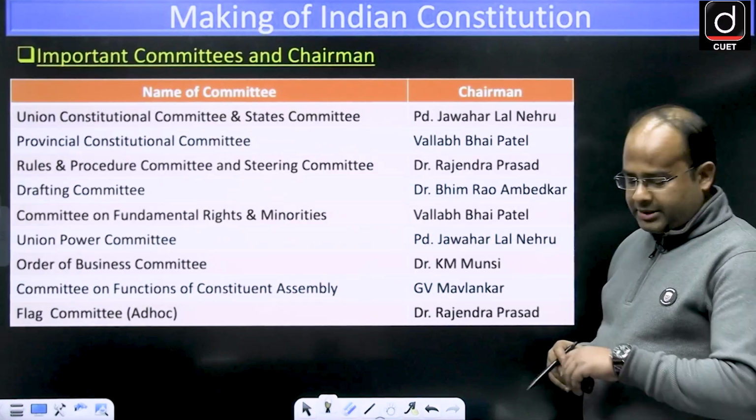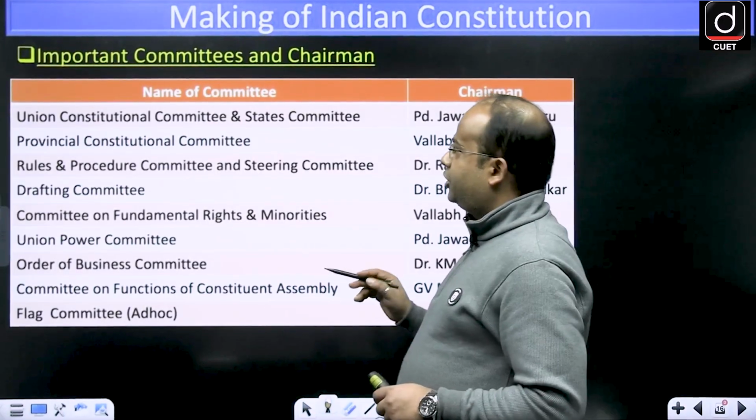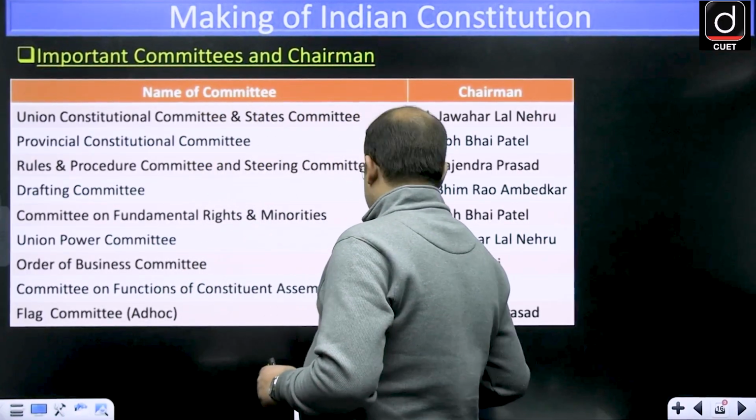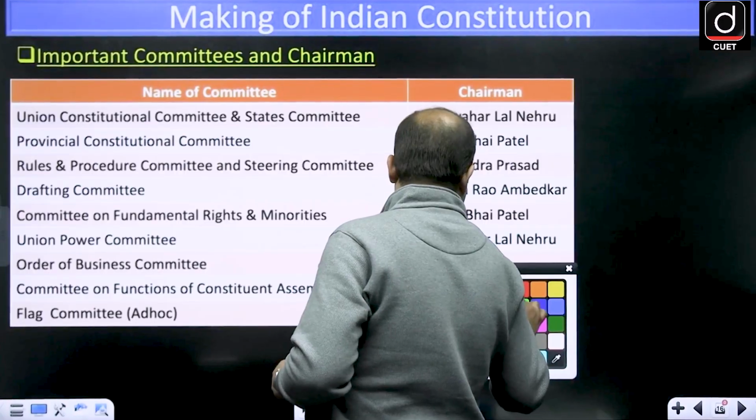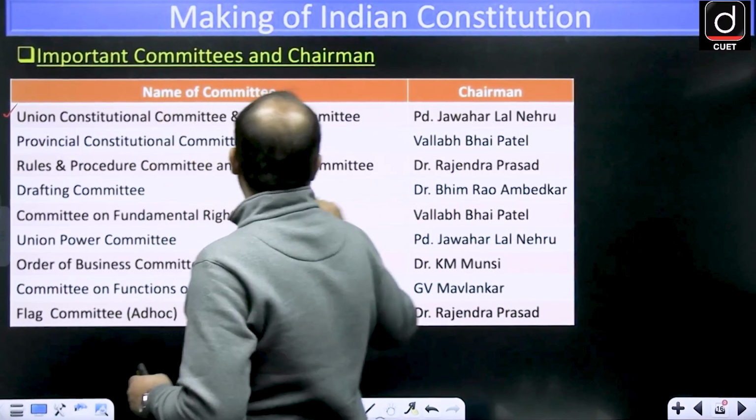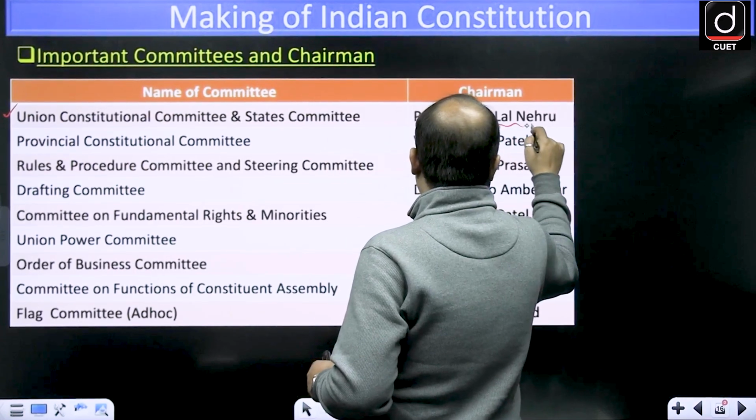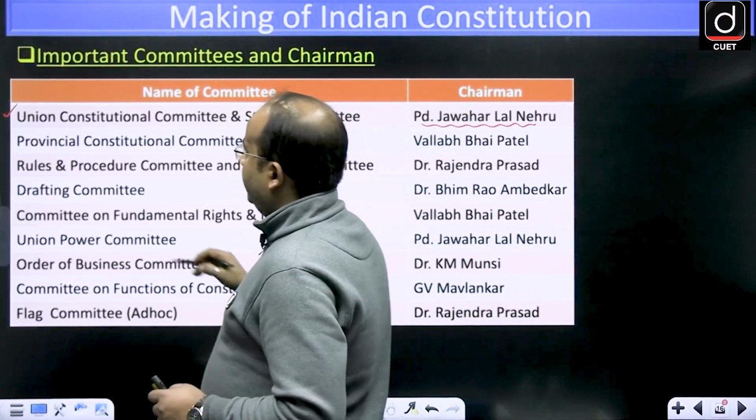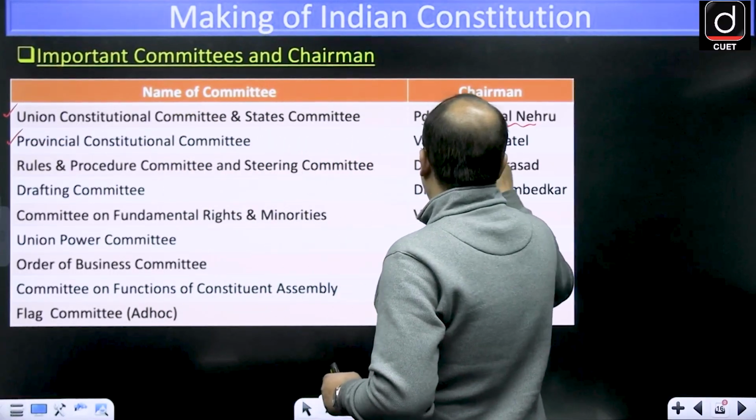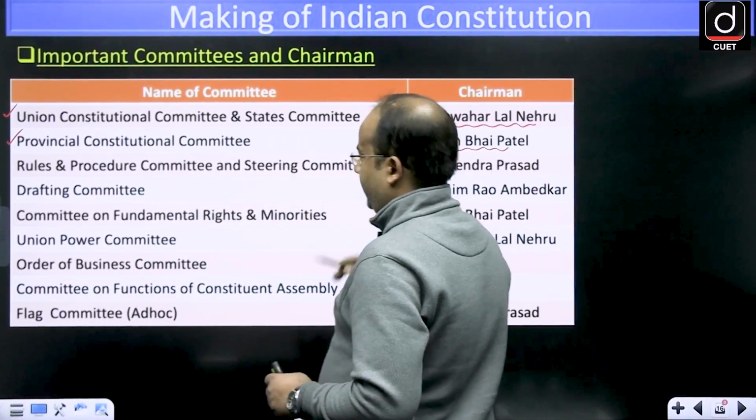Now let's come to some important committees and chairmen of this Constituent Assembly. First is the Union Constitutional Committee and States Committee, and this was being chaired by Pandit Jawaharlal Nehru. Next is the Provincial Constitutional Committee, and this was being chaired by Sardar Vallabhbhai Patel.